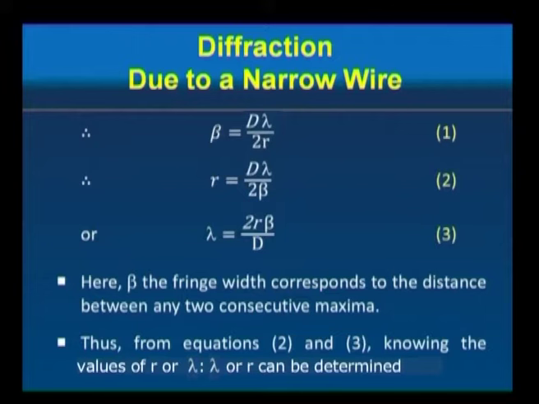The more important thing: the diameter or the radius of the wire can be easily determined, but what cannot be determined very easily is the wavelength of the monochromatic source. If you want to calculate the wavelength of the monochromatic source, you can use the expression as given, equation 3: lambda, the wavelength of the monochromatic source, will be 2r into beta by capital D. Here beta is the fringe width, which corresponds to the distance between any two successive bright bands or consecutive maxima. From equations 2 and 3, you use either 2 or 3. Using equation 2, you can determine the radius of the wire, or using equation 3, you can determine the wavelength of the monochromatic source.